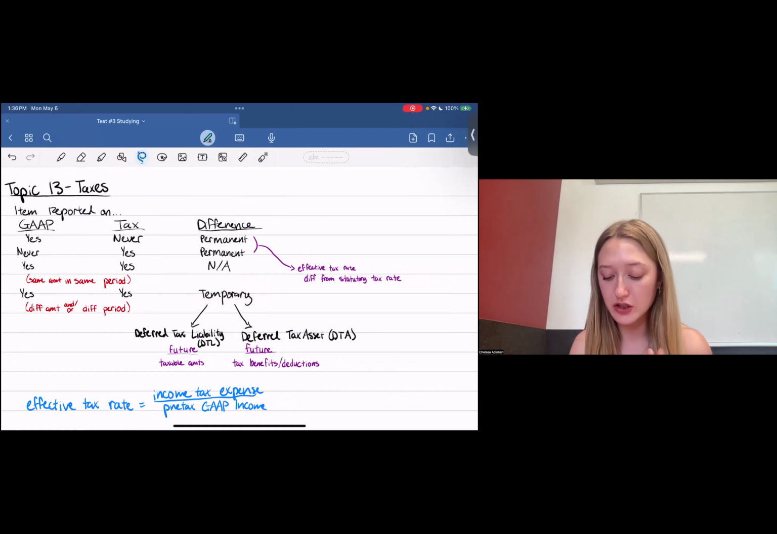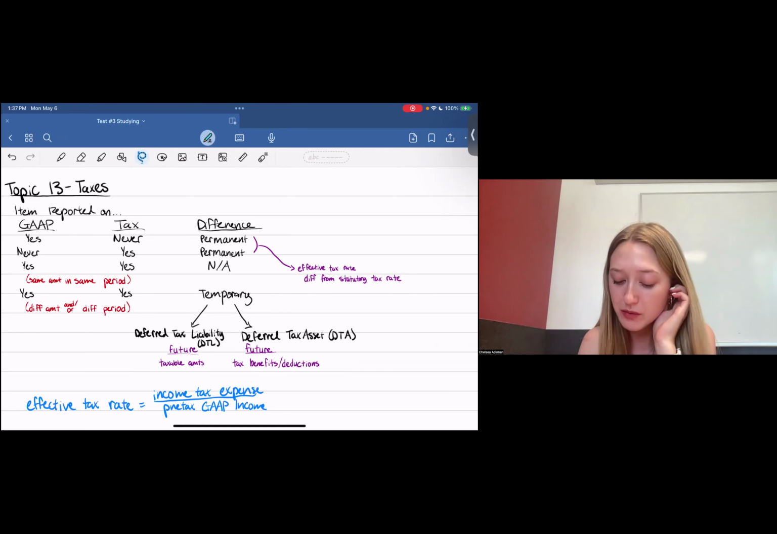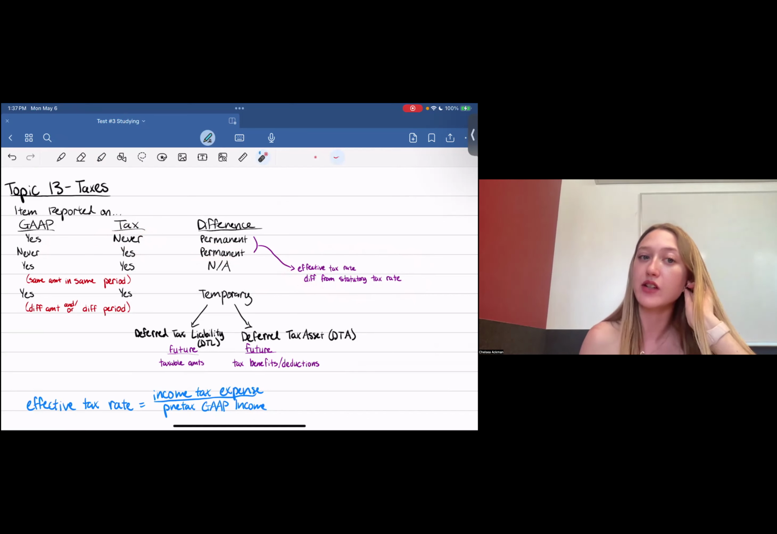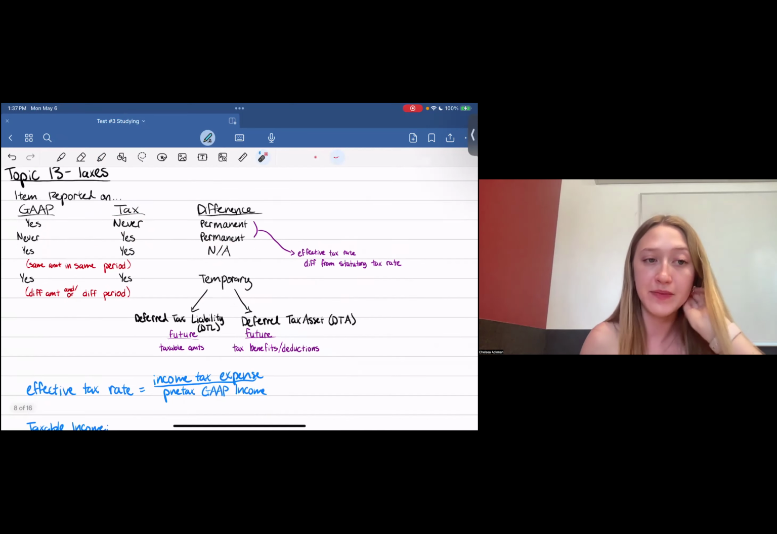So this little chart here helped me understand when you report different GAAP and tax things in different places. So if an item is reported on GAAP, but it's not reported in tax, that's a permanent difference. And then vice versa, if it's not in GAAP but it is in tax, that's also a permanent difference. And then this is where the effective tax rate will be different from the statutory tax rate, and we'll talk about that in a second.